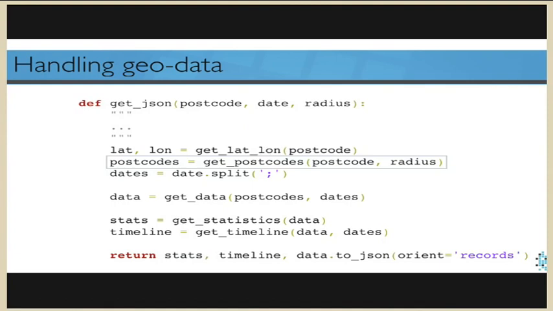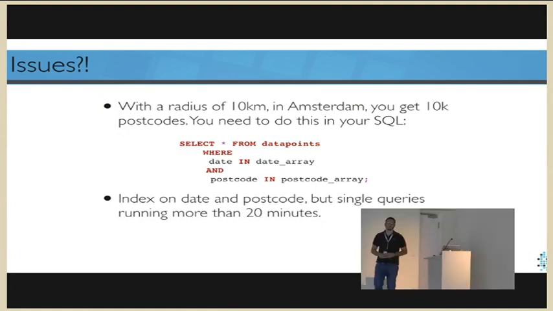However, when you do such a query, and given that the Netherlands has so many postcodes, if you search for the postcodes within a 10-kilometer radius of Amsterdam, you get some 10,000 postcodes back. That means that the SQL that you'll have to write is select star from data point, or select something from data point, where the postcode should be in this giant array of 10,000 elements. We tried with both MySQL and Postgres. The point is that the execution engine has to parse this huge query, and just to do that, it takes a couple of minutes. Then it needs to fetch the data, and we would see queries that would run for 20 minutes just to get the data back.